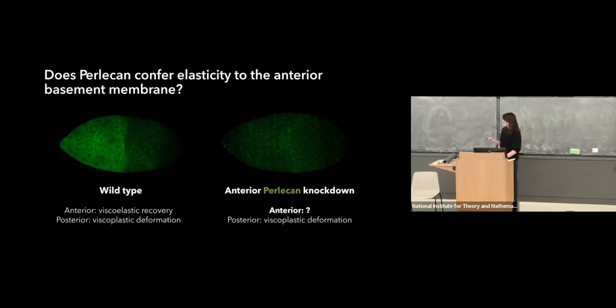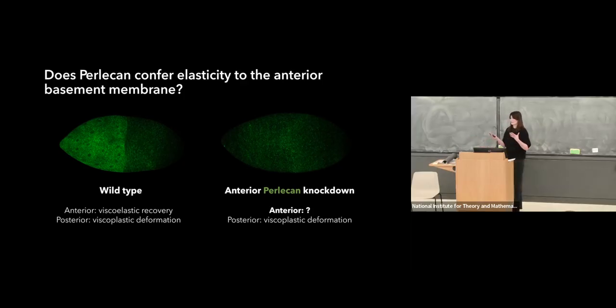And so I'm really interested in how composition might play into how these different parts of the matrix react to stress, because I'll remind you again, we have this very distinct compositional pattern in our wild type or normal egg chamber, in particular that we have a lot of this soft protein perlecan in that anterior region.